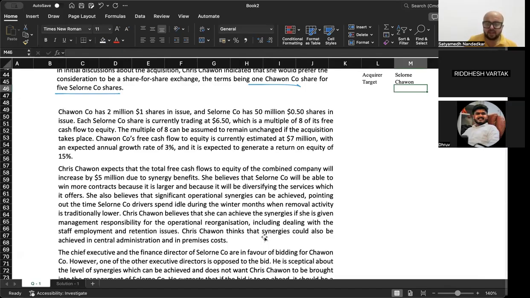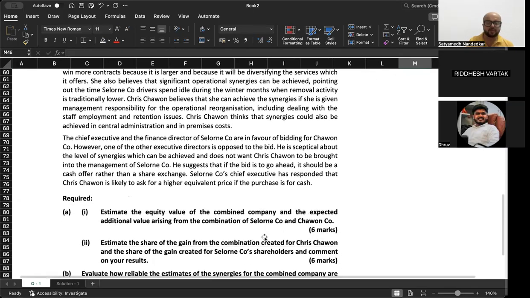Chris believes that she can achieve the synergies if she is given management responsibility for the operational reorganization, including dealing with staff employment and retention. Chris Chavon thinks that synergies could also be achieved in central admin and in premises cost. The chief executive and the finance director of Selorne Company are in favor of bidding for Chavon.